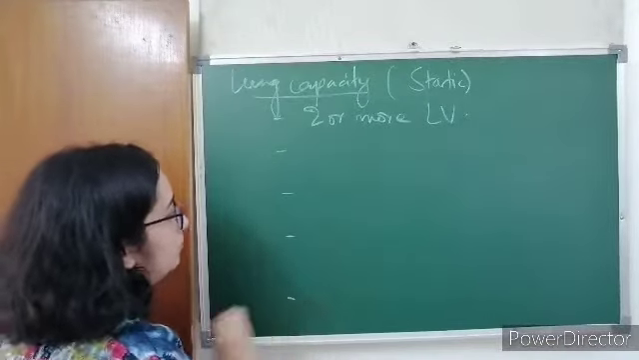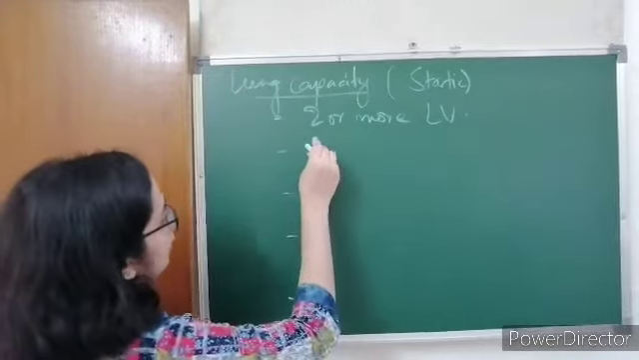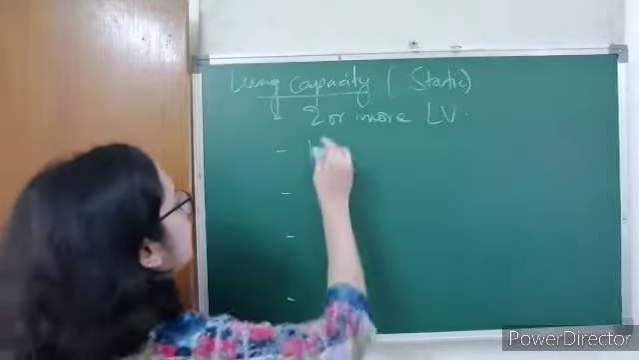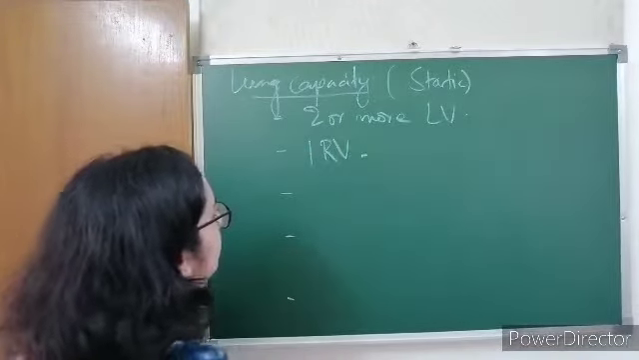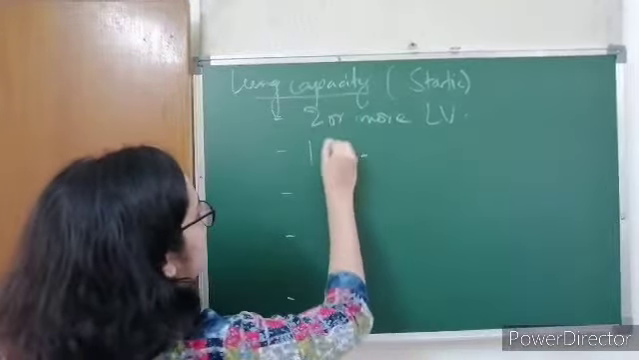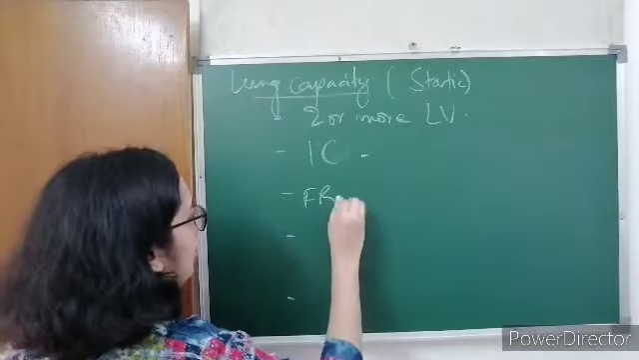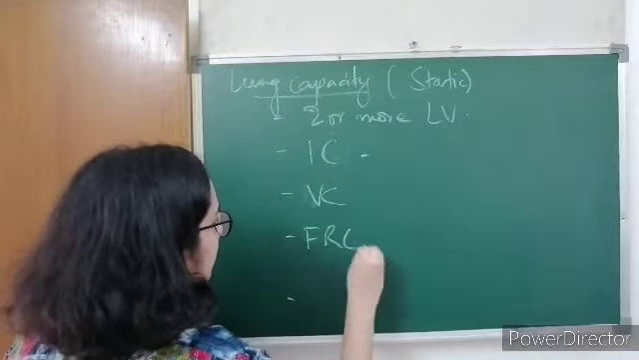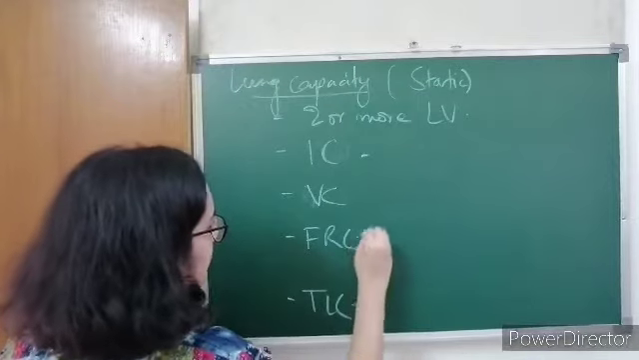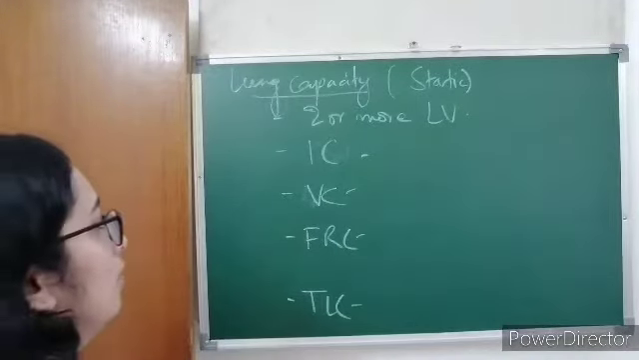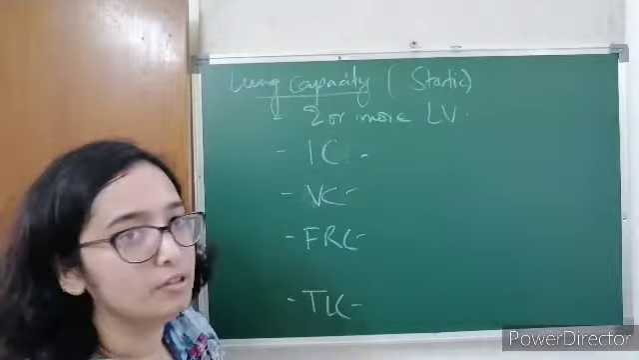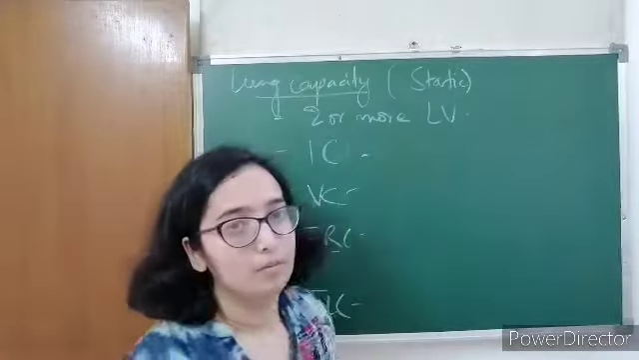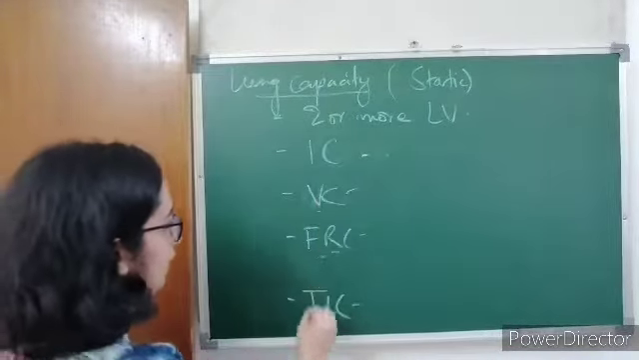There are also four types. What are they? Inspiratory capacity, functional residual capacity, vital capacity, and total lung capacity. Okay, so these are the four capacities which we will see in the lung capacity. So now we will see what are the IC, VC, FRC, and TLC.